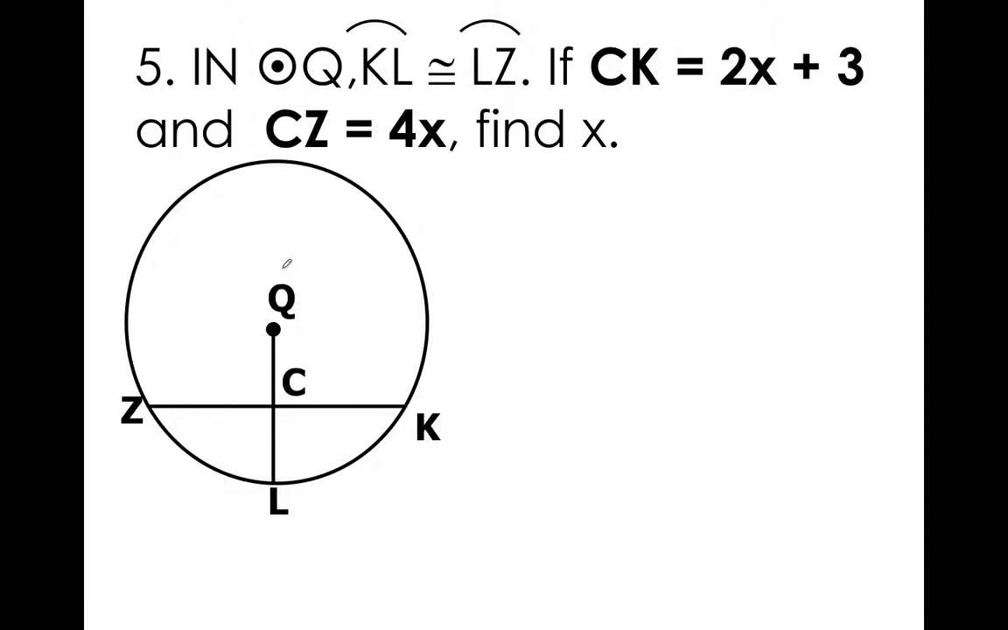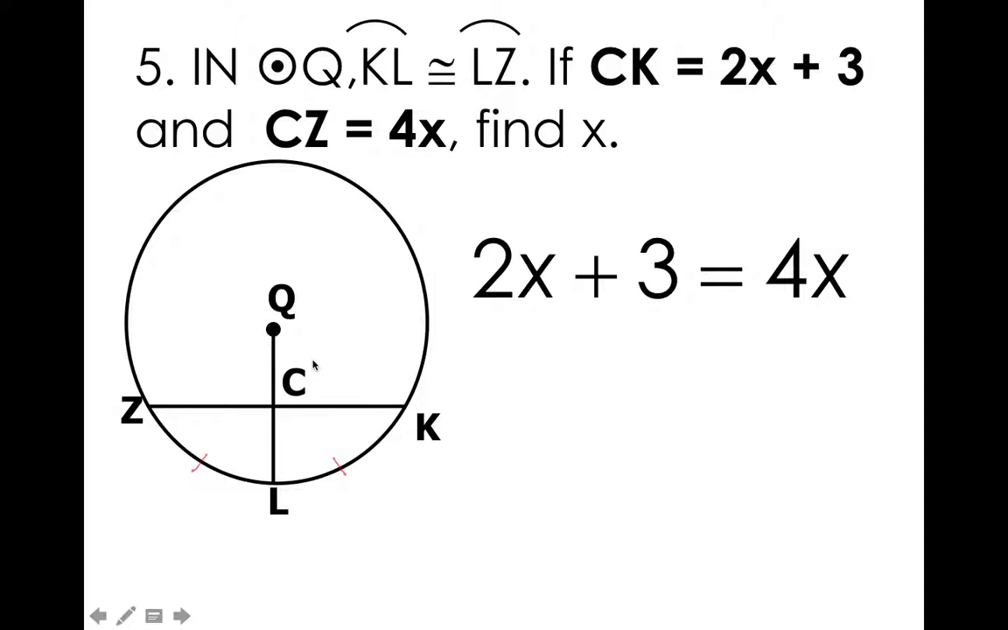All right, so let's look at this one. What we're saying right here is that in circle Q, arc KL and arc LZ are congruent. So these two are congruent. It says if CK is equal to 2x plus 3 and CZ is equal to 4x, find x. So remember what we said. If my arcs are congruent, that means that these two line segments right here must also be congruent. And so we can set them equal to each other.